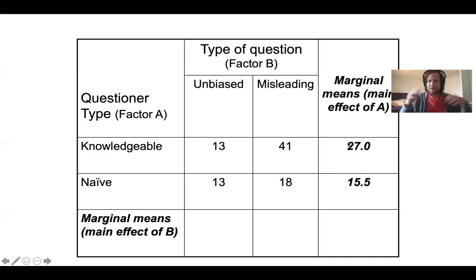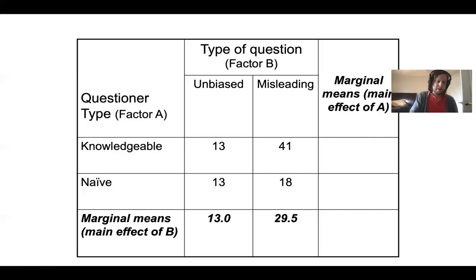And notice that in these two means, we don't care whether the type of question was unbiased or misleading. That's why we take the average of these two numbers right here. We don't care about the difference between these two. All we want to know, for the factor questioner type, is whether the person asking the question was perceived by the participant as being knowledgeable or as being naive. So we collapse across these two levels, unbiased or misleading. We take the average of those two because we don't care about the difference between them. So we just smash them together. Same here for the naive. We just want to know the average score of people who perceived the questioner to be naive. We don't care if the questions asked were unbiased or misleading for the main effect of questioner type. So we smash these two numbers together, take the average, and put it right here. The two means that were compared for the main effect of A are shown right there. Those are the two numbers that were compared.